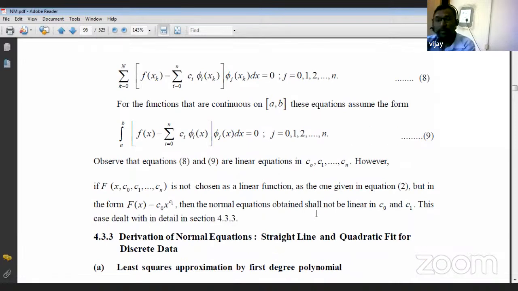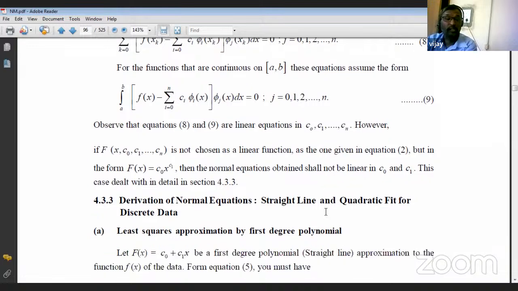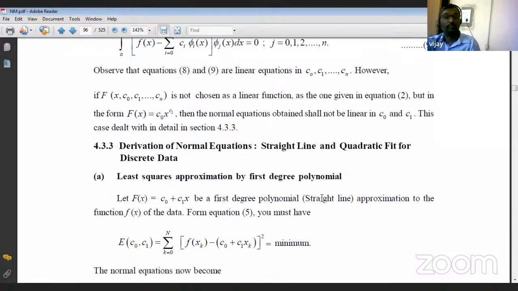So we are solving one by one. So f of x is 0, and here c n is not chosen as a linear function. Why? Because the given equation is in the form f of x equal to c0 x power c1, so the normal equation shall not be linear in c0 and c1. This case will not be dealt with in D 4.3. Derivation of normal equation, the straight line and coordinate for a discrete data.